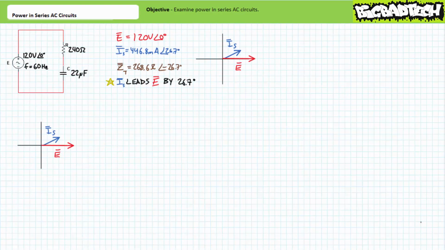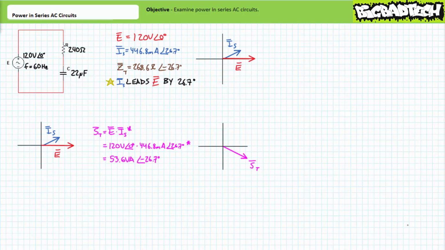It can be said source current leads the supply voltage by a relative 26.7 degrees. Apparent power is the complex conjugate of voltage times current. Substituting in our given values, we arrive at an apparent power figure of 53.6 volt amperes at an angle of negative 26.7 degrees. Resolving this into its real and reactive components demonstrates that the source is applying 47.9 watts and negative 24.1 VARs of reactive power.